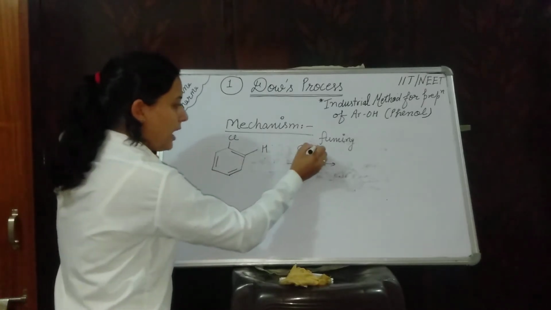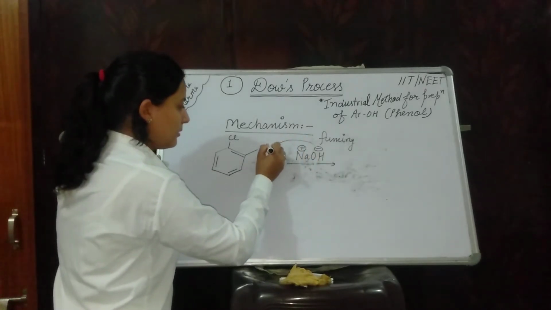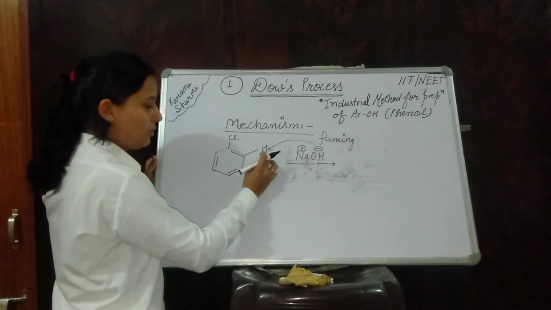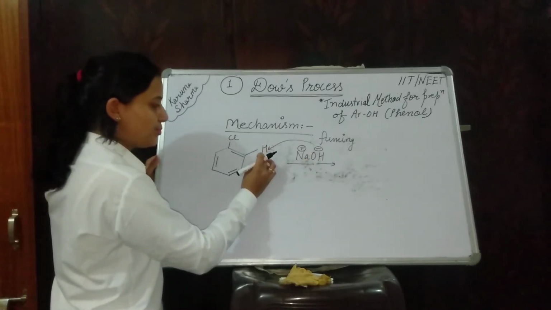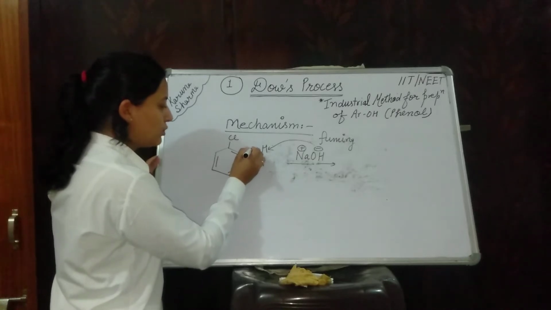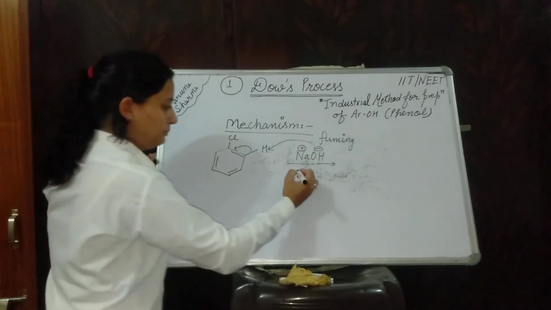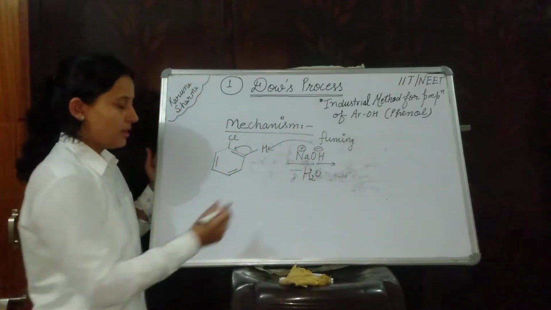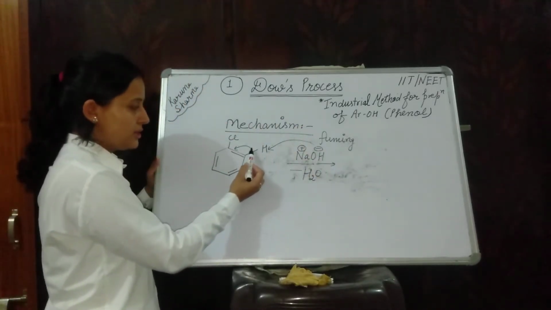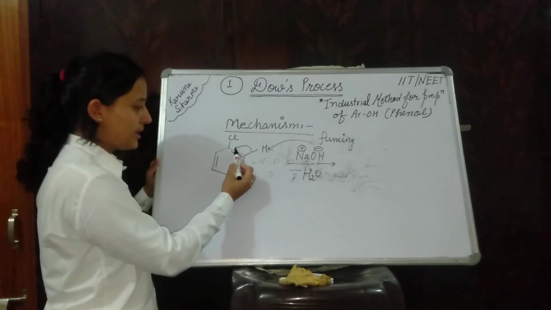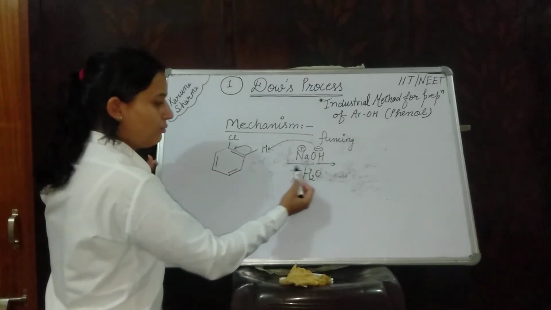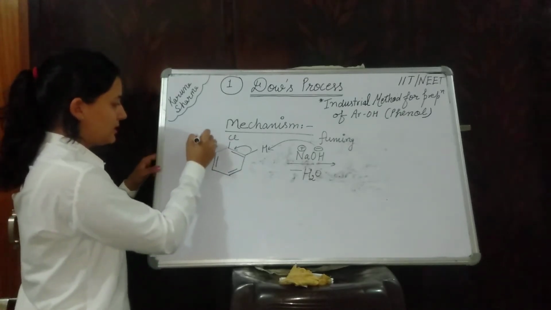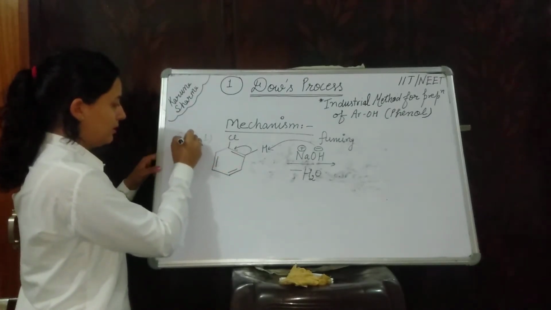That's why I am abstracting this proton. The base has the tendency to abstract the proton, that means H positive, shifting electron density to the carbon atom, with removal of a water molecule. The base abstracts the proton, shifts electron density to the next carbon atom, and a water molecule is removed in this step. This you can write down. This is step 1.